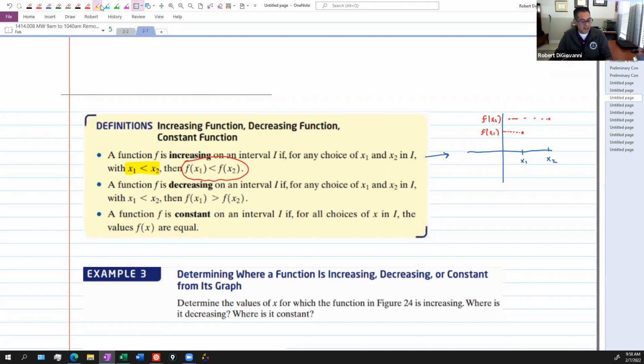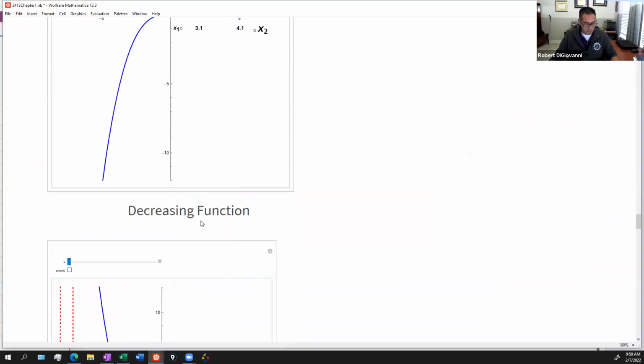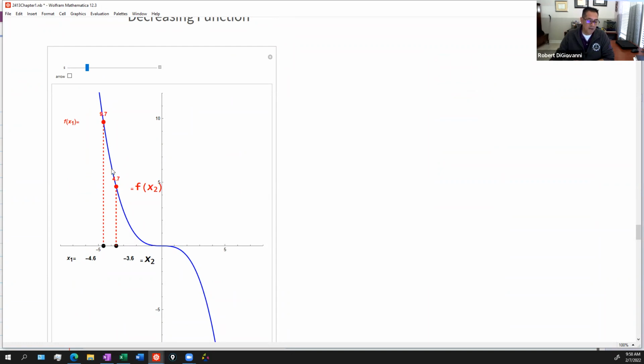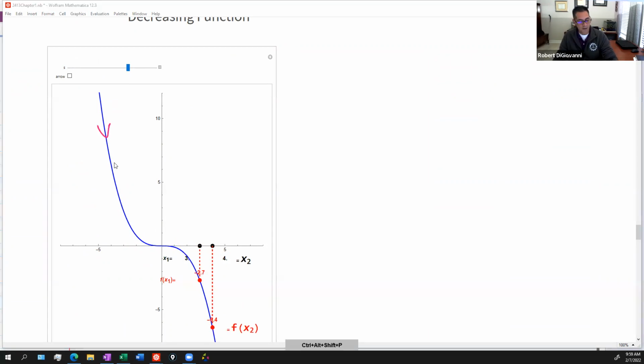To be decreasing is the opposite. You pick two points, one of them to the left of the other, but now the one on the left is bigger than the one on the right. I'll show you that visually. Here's an example of a function that's decreasing. Notice if I pick two values, one to the left, one to the right, the one on the left is bigger than the one on the right. And that's always happening here. So we get a function that is decreasing. Moving from left to right, the function is going down.